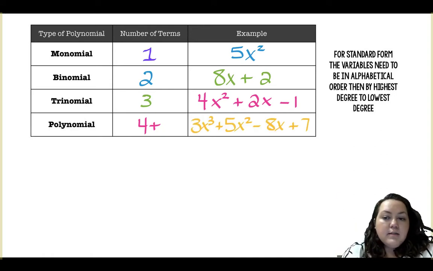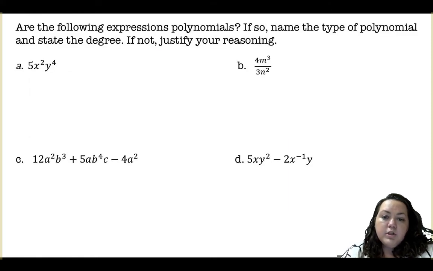So here's an example. For standard form of a polynomial, the variables need to be in alphabetical order, then by highest degree to lowest degree. So alpha order first, then largest degree to lowest degree, and the degree is like the exponent.